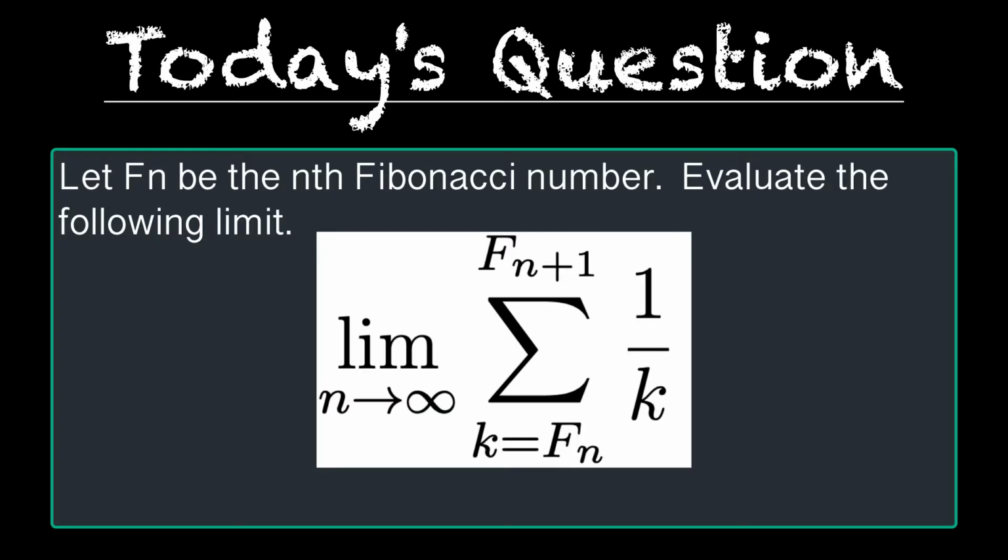The question we're working on today is: let Fn be the nth Fibonacci number. Evaluate the following limit. It's the limit as n goes to infinity of the sum from k equals Fn to Fn plus 1 of 1 over k.